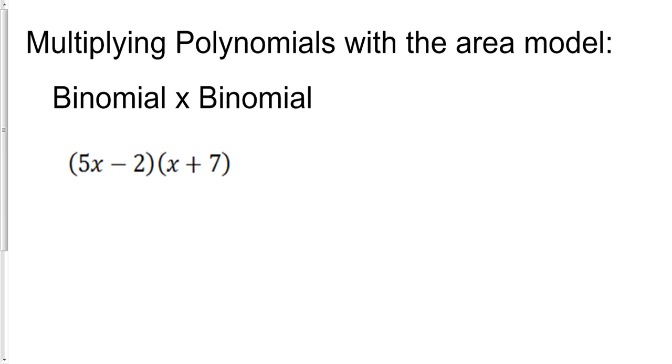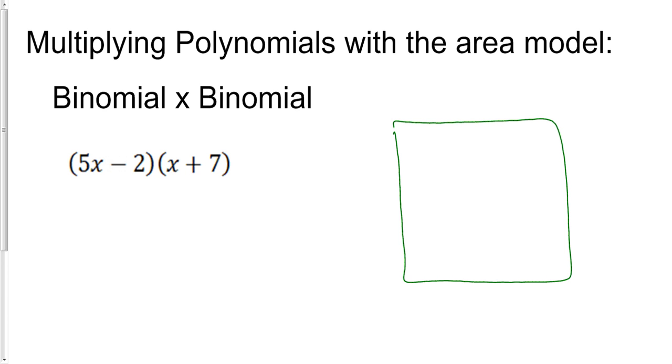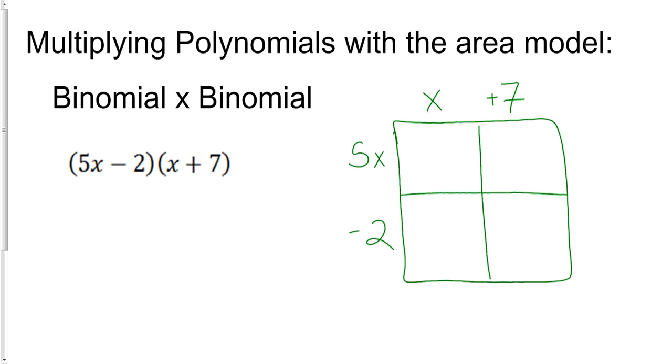Here we have an example where we have a binomial times a binomial. So we're going to draw our box. Let's make this one a little bit bigger because we're going to have a binomial down the side, 5x minus 2, and then x plus 7 across the top. I got a little bit ahead of myself, and I drew the lines ahead of time. But basically what we've got is a line to separate up the 5x and the negative 2, and a line to separate the x and the positive 7.